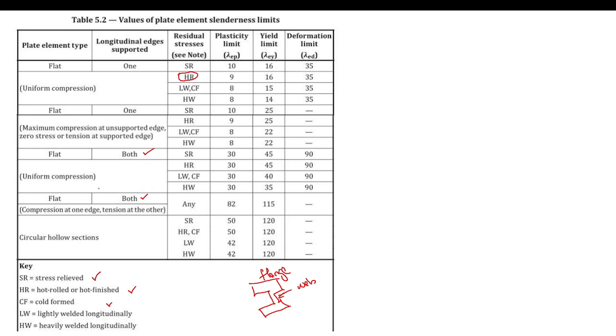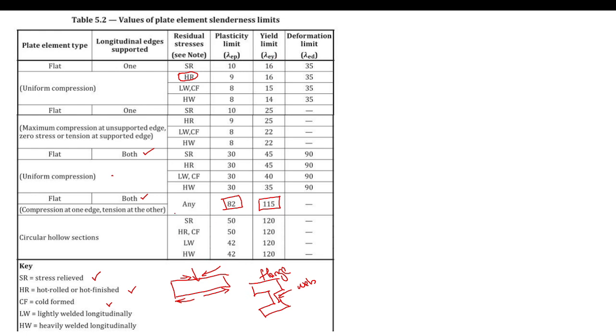One is uniform compression. If the element is undergoing uniform compression, then we select this category. But we already know that if a beam is loaded, the top portion will undergo compression and the bottom fibers will undergo tension. So the web element will come under compression at one edge and tension at the other. Hence, the plasticity limit is 82 and the yield limit is 115. We can say this is lambda_ep and this is lambda_ey. This is for the web.